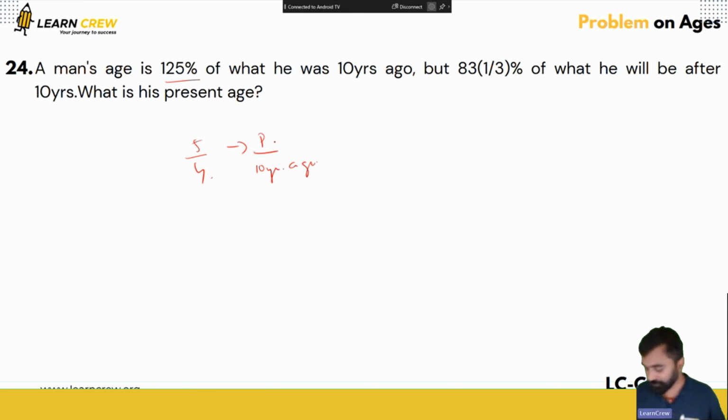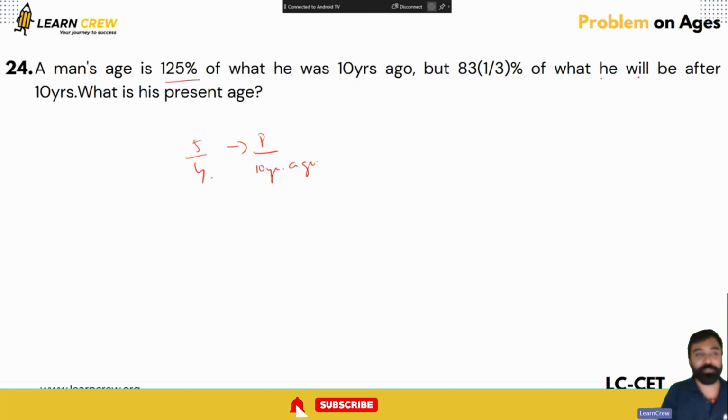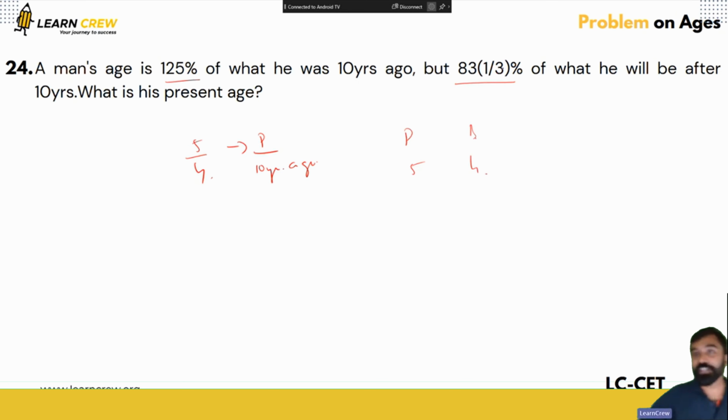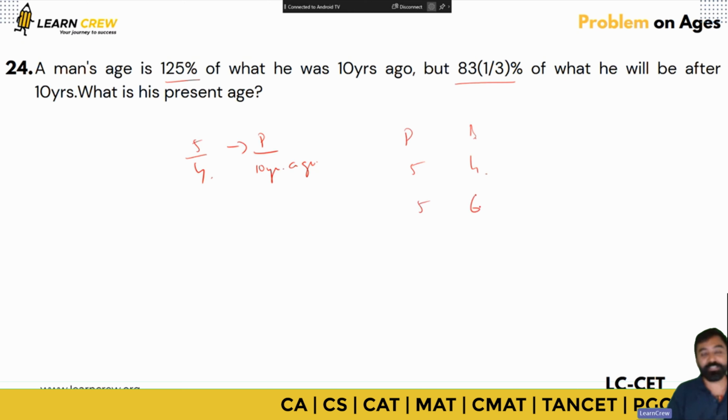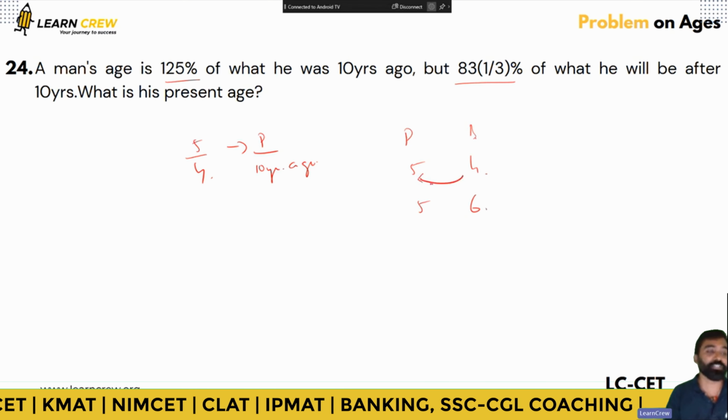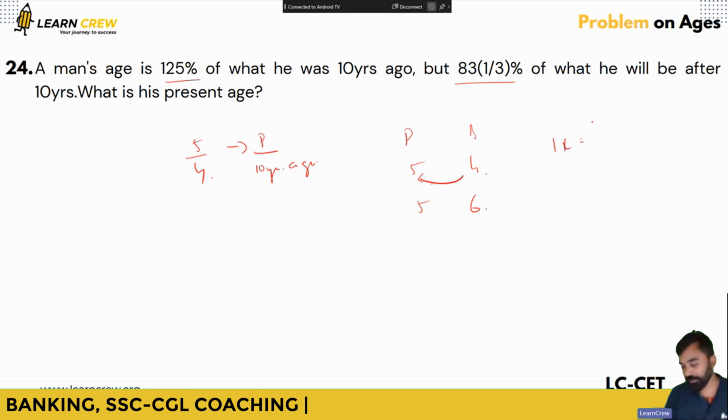But 83 1/3% of what he will be after 10 years. Means if this is the present age ratio, what is the other ratio? 5, 4. Okay. After 10 years, 83 1/3 means what is it? 5 by 6. 1 by 6 is 16.66%. 5 by 6 is 83.3%. This is going to be 5 by 6. Else you can do here itself directly. This is a single ratio.